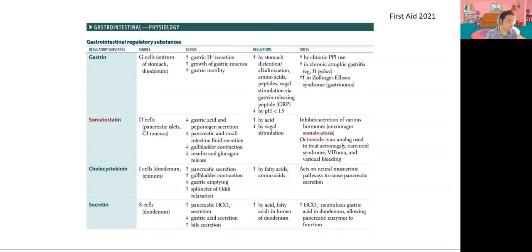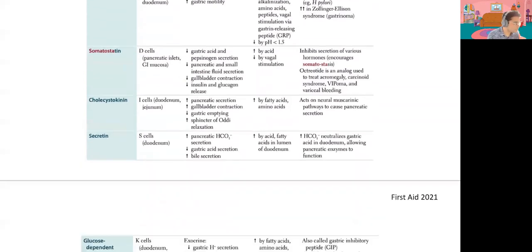Cholecystokinin, I cells, right? It's going to lead to, importantly, regulation and breakdown of fatty acids and amino acids so that your body can absorb it in the small intestines. Secretin. This is dealing with bicarb and neutralizing a lot of the acidic components that's coming from the stomach into the duodenum. Remember, multiple things can neutralize acid pH that's being brought past the pyloric region into the duodenal first and second half, right?